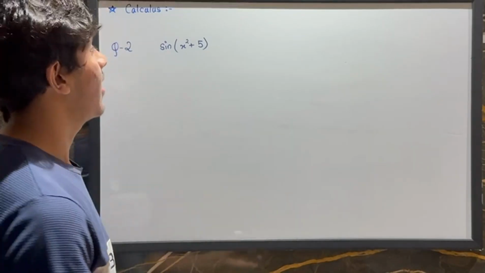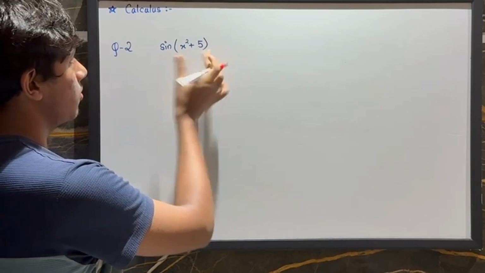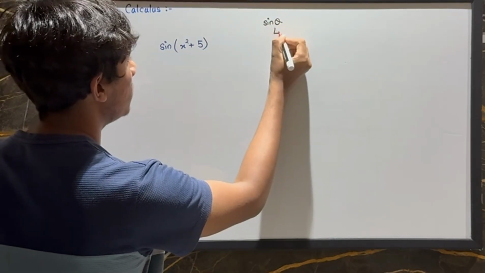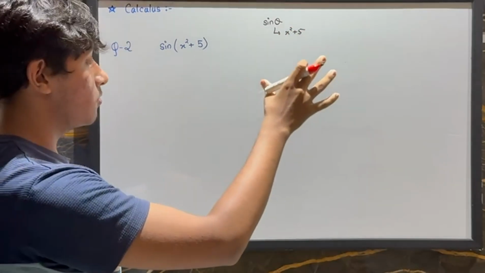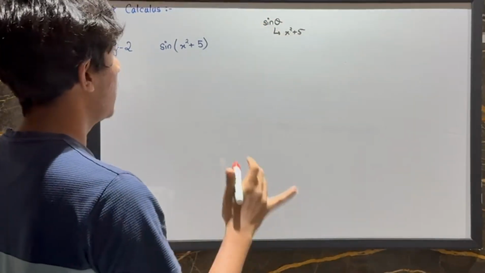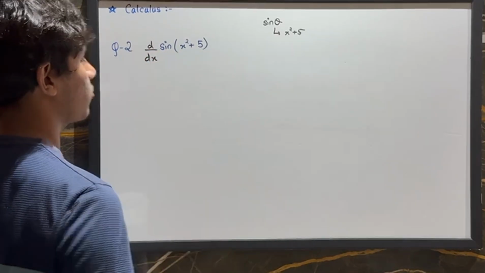In this question we have been asked to differentiate this function, which is sin(x² + 5). If we assume this as sin θ, here θ would be x² + 5. I'm just writing this to not make it more complicated. It will be very simple if you understand it like this. So we will have to differentiate d/dx of sin(x² + 5).